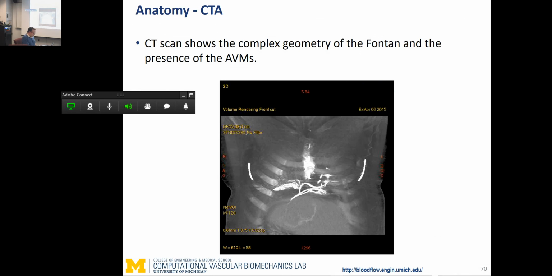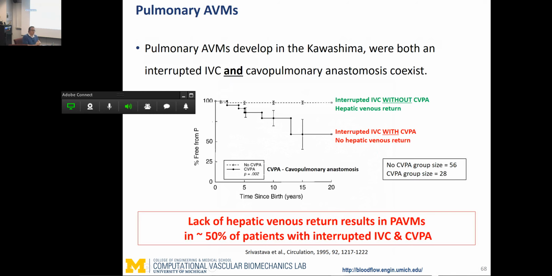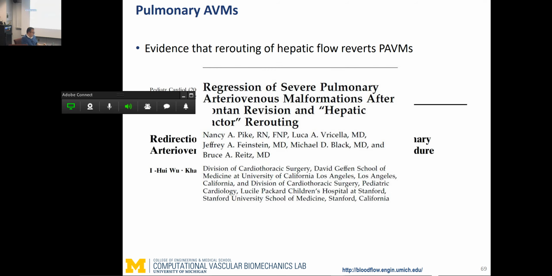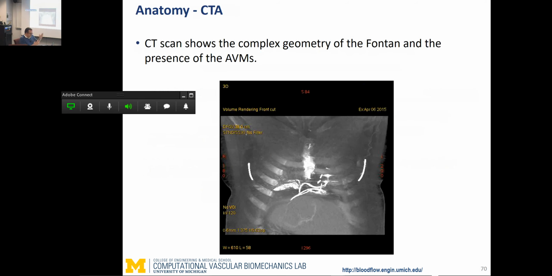Yeah, there you go. The literature also has plenty of evidence that if you manage, by redoing the operation, to successfully reroute and expose the lung that has these anastomoses to hepatic flow, they will revert. So the physicians know this, right? There are plenty of papers that show this. So this is the type of person that we're dealing with.